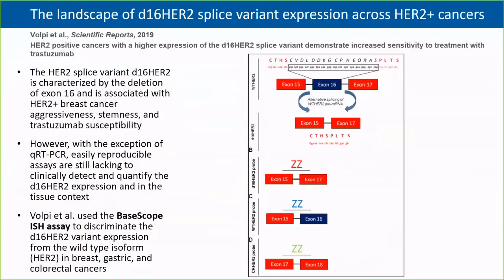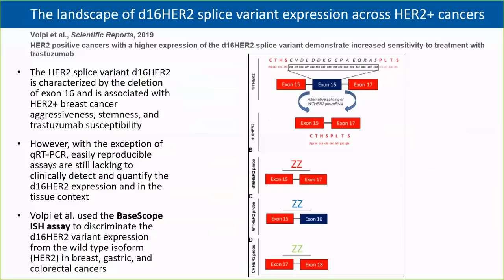And researchers from Italy just published this paper looking at the HER2 splice variant, HER2 delta 16. This splice variant is characterized by the deletion of exon 16 from the HER2 gene and is associated with HER2-positive breast cancer aggressiveness, stemness, and drug susceptibility. However, with the exception of RT-PCR, easily reproducible assays are still lacking to clinically detect and quantify the HER2 delta 16 splice variant and its expression level in the tissue context.